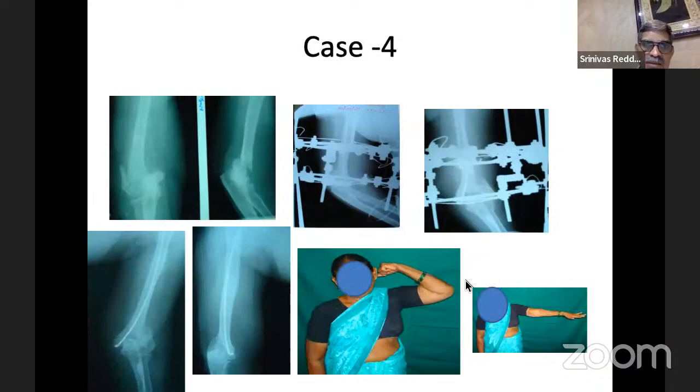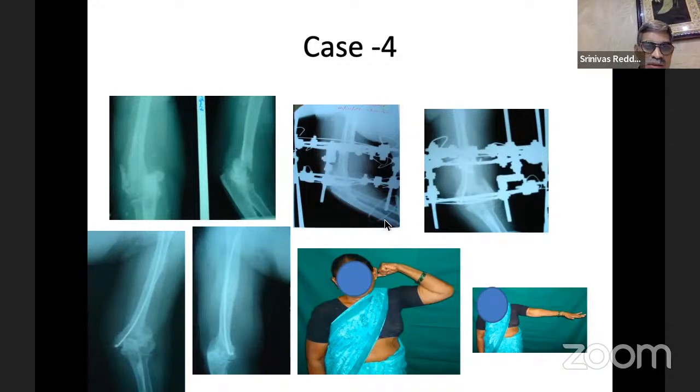This is a supracondylar type of non-union. This is a closed one. In this case, I removed it, but I had given a below elbow fixation for about a couple of months. After that, I removed it. And this is the thing: we do compress. You see the compression, otherwise it won't unite.